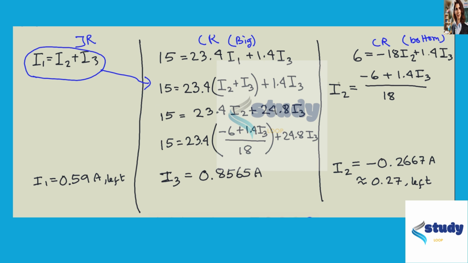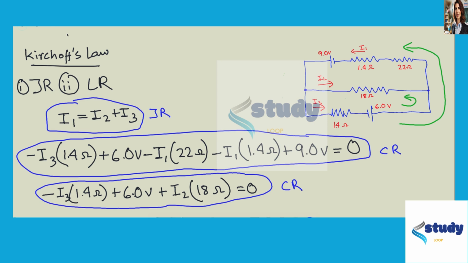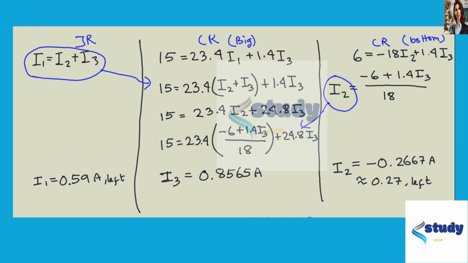Now, from this equation, if we solve for I2 and then substitute I2 into the big loop, we get an expression which is only dependent on I3. So we can solve for I3 and that gives us this. Now, for the direction, it's going to be right.